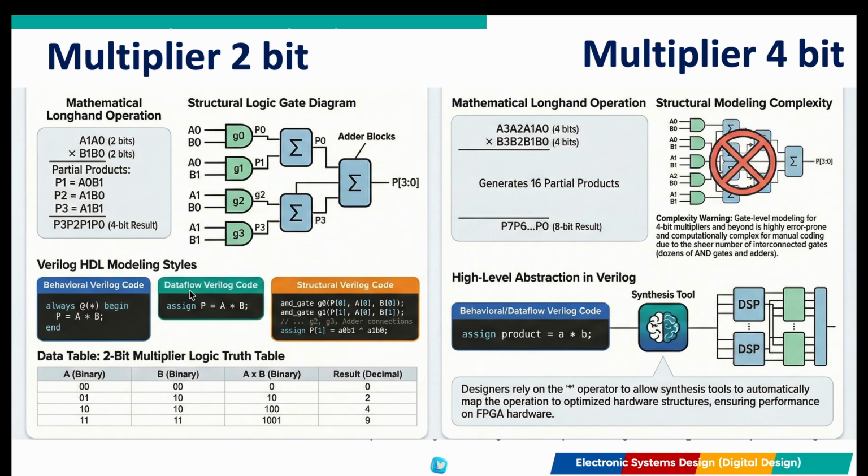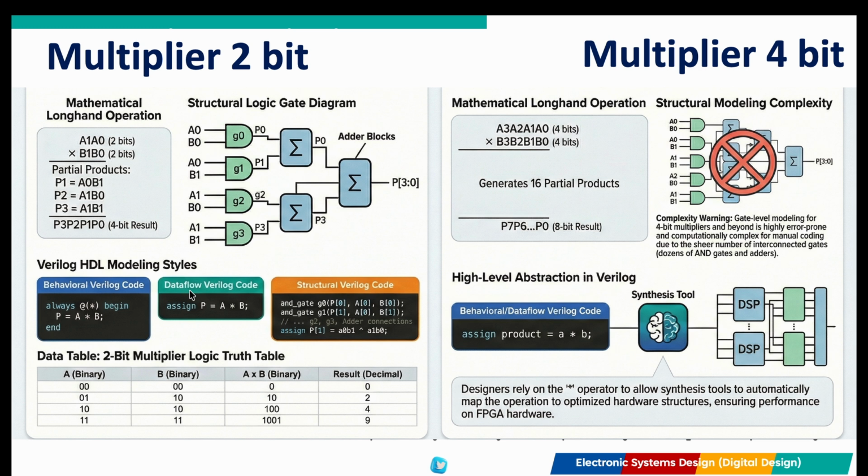When you use that multiplication operator, Quartus doesn't just throw random gates together. It is smart enough to map your code to the FPGA's built-in DSP blocks. These are dedicated high-speed hardware cores designed specifically for math. This ensures your design is as small and fast as possible.